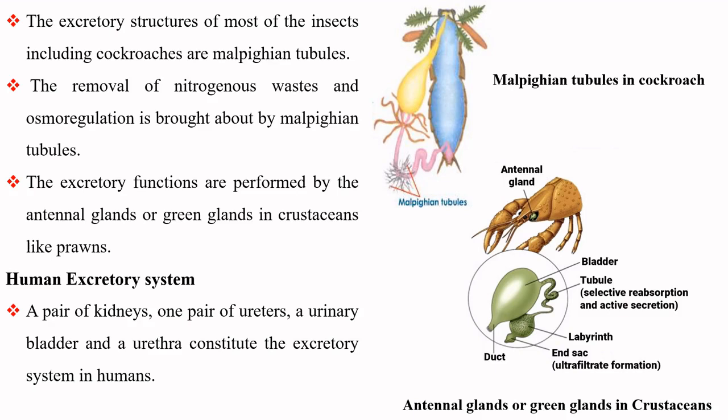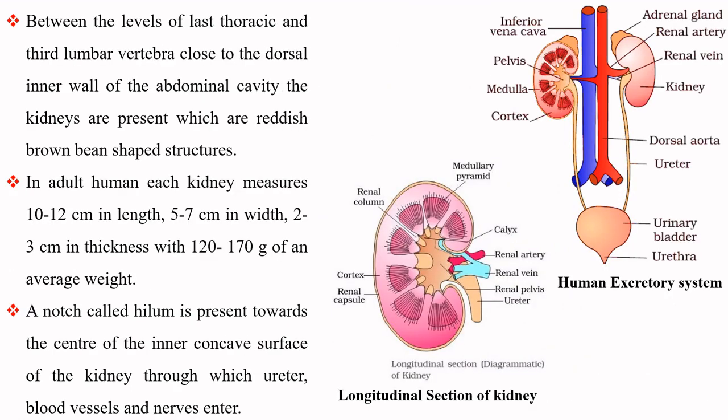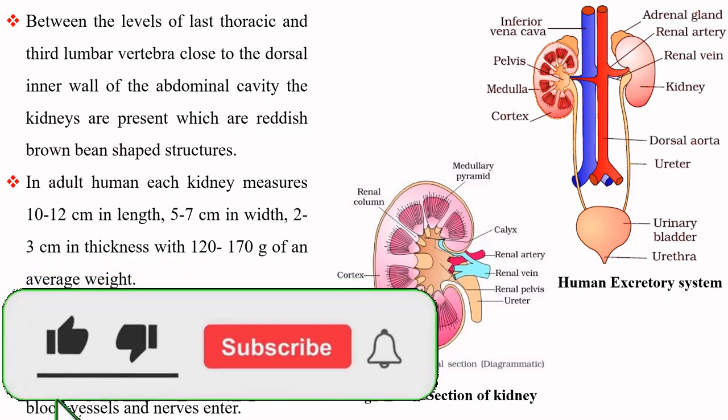Human excretory system. A pair of kidneys, a pair of ureters, a urinary bladder, and a urethra constitute the excretory system in humans. Between the levels of the last thoracic and third lumbar vertebra, close to the dorsal inner wall of the abdominal cavity, the kidneys are present, which are reddish-brown bean-shaped structures. In an adult human, each kidney measures 10 to 12 centimeters in length, 5 to 7 centimeters in width, 2 to 3 centimeters in thickness, with an average weight of 120 to 170 grams.